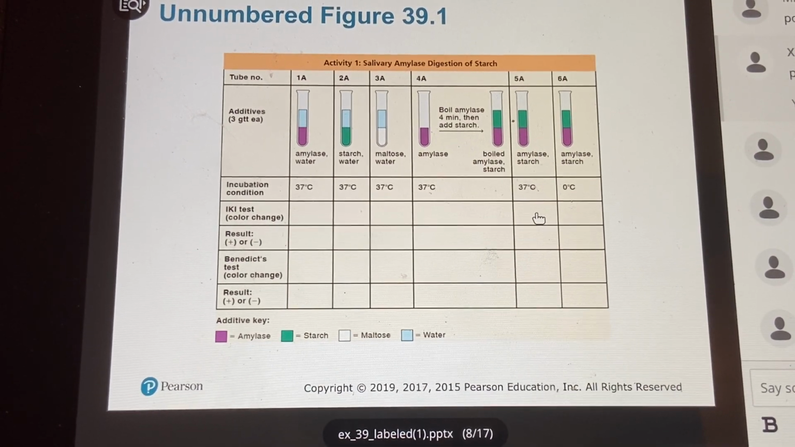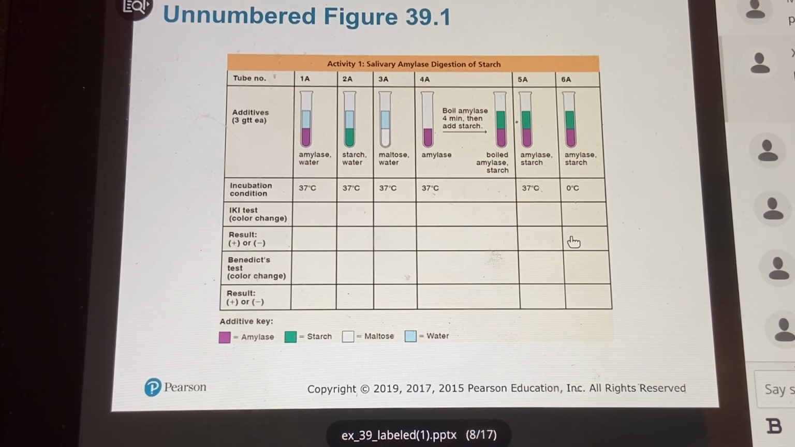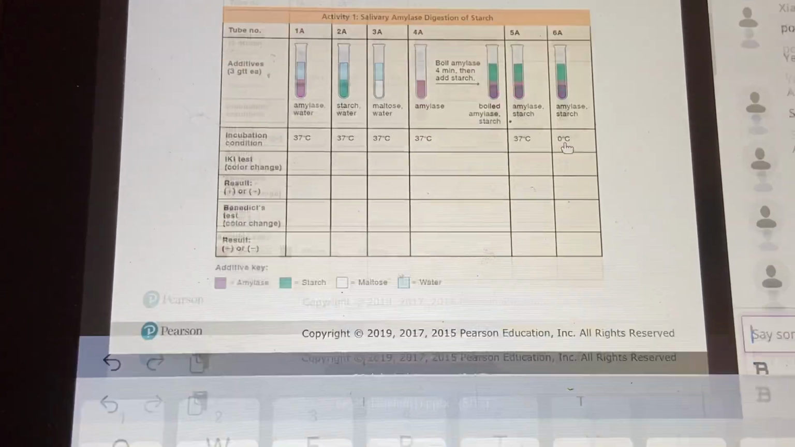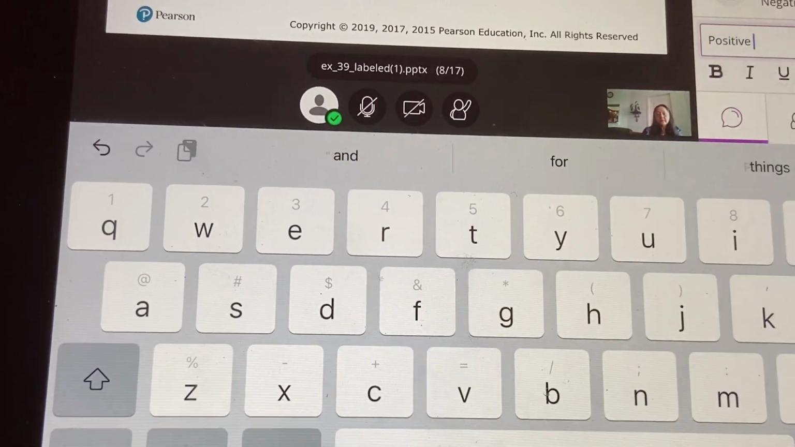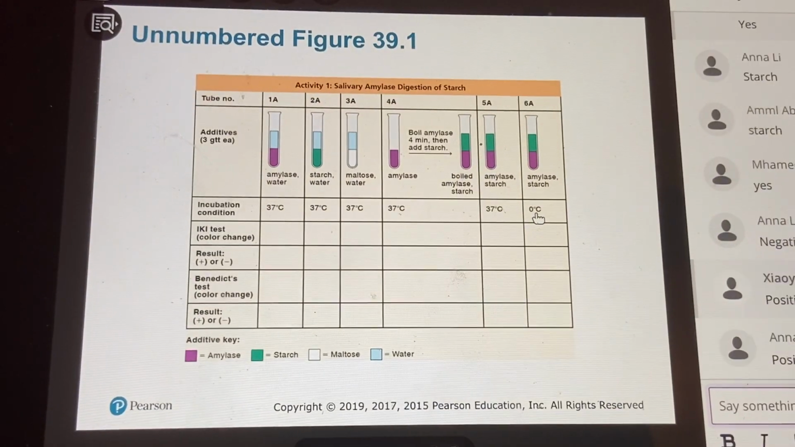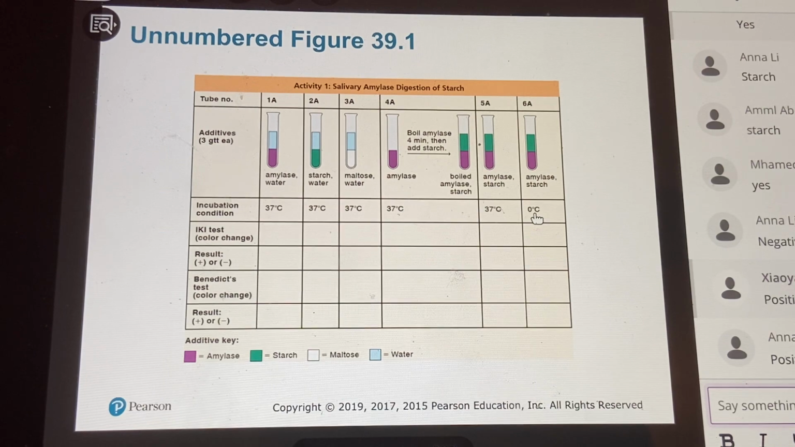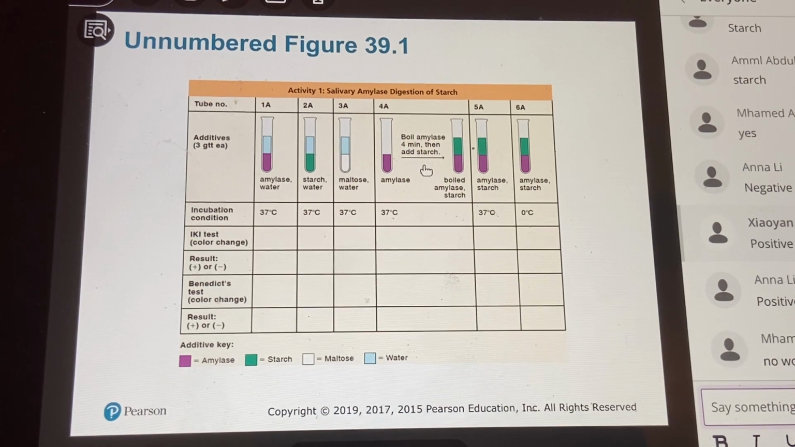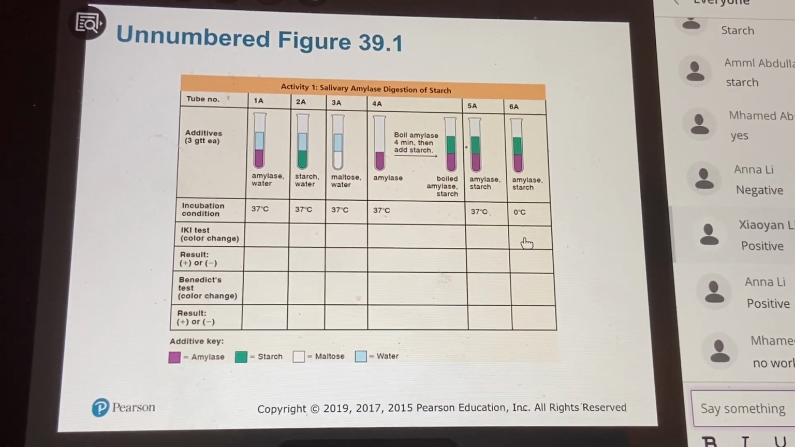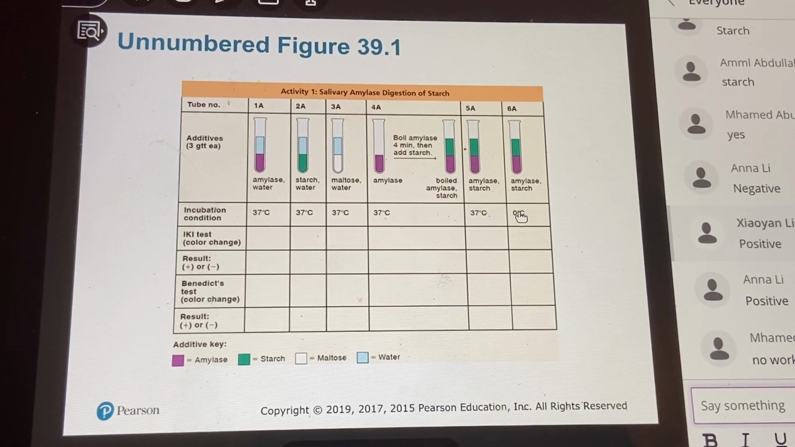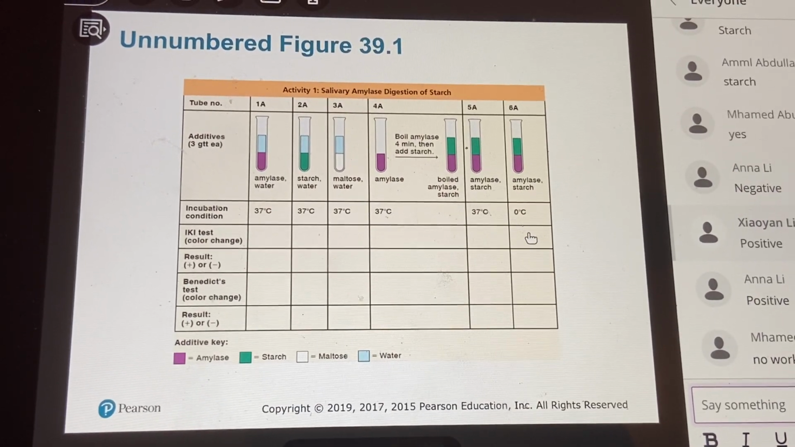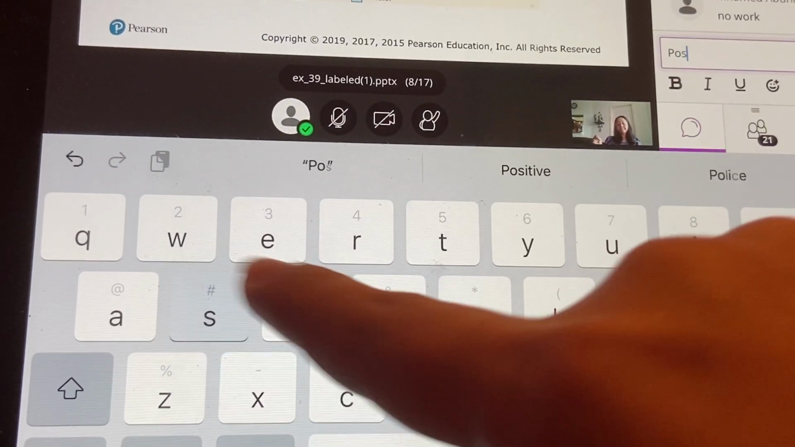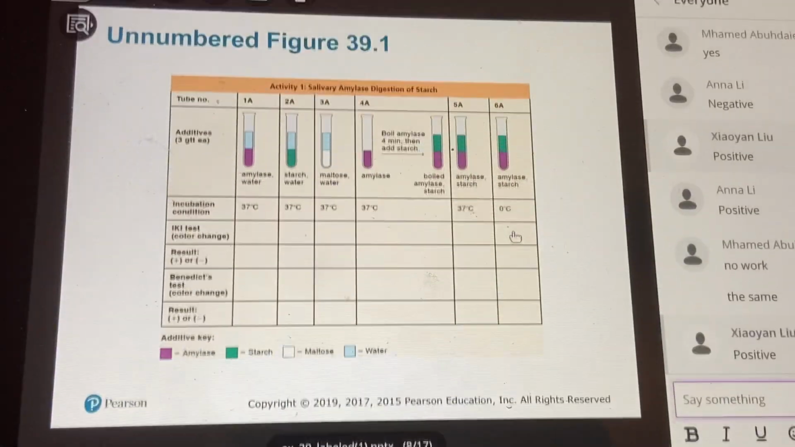Okay? It's a little bit confusing right here. What about here? There is amylase, there is starch, but you incubated it at 0 degrees Celsius. So what happened to the amylase? It's basically like you boiled the amylase. Okay, amylase will not work. So if you test the tube after 1 hour of incubating at 0 degrees Celsius, what will be your result? IKI test will be positive or negative? Positive.